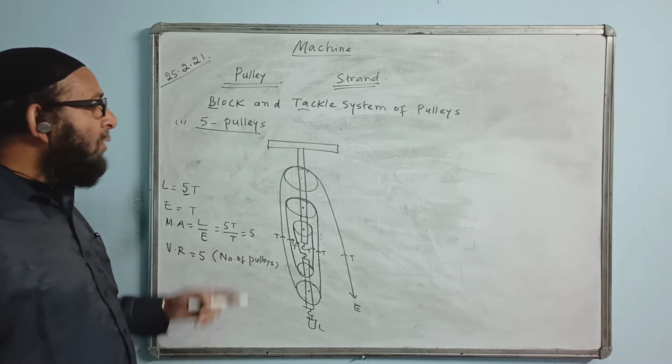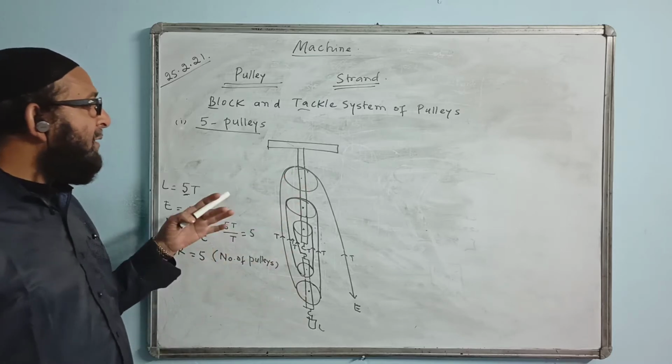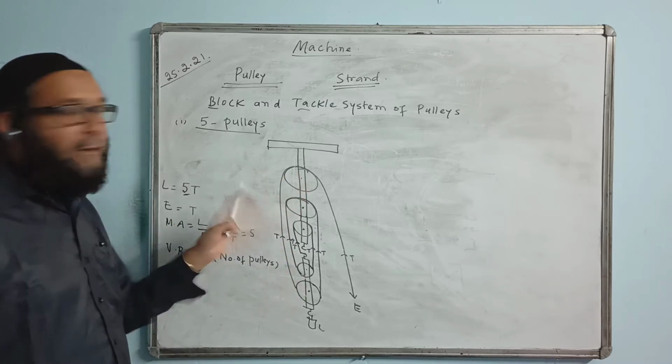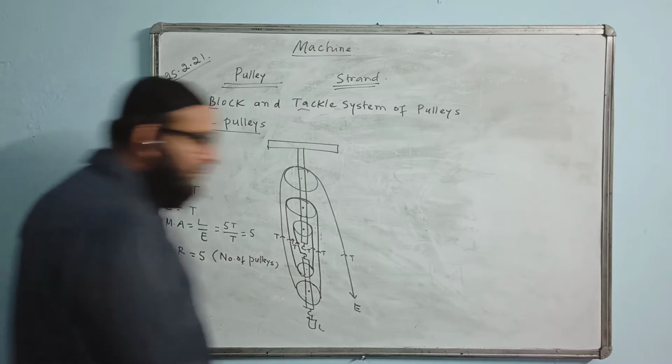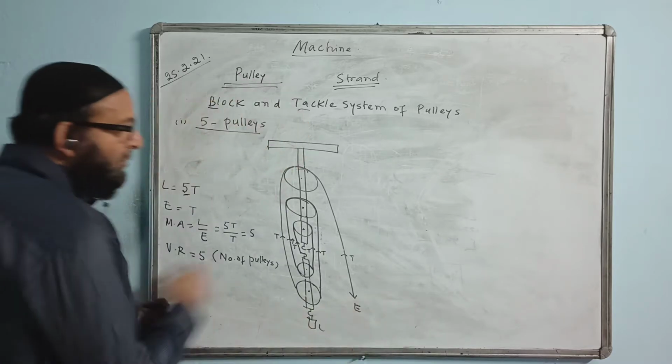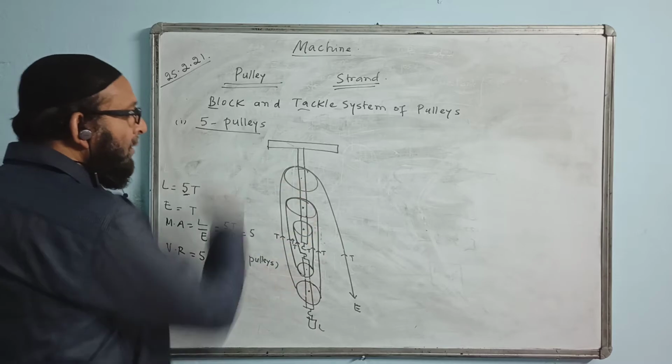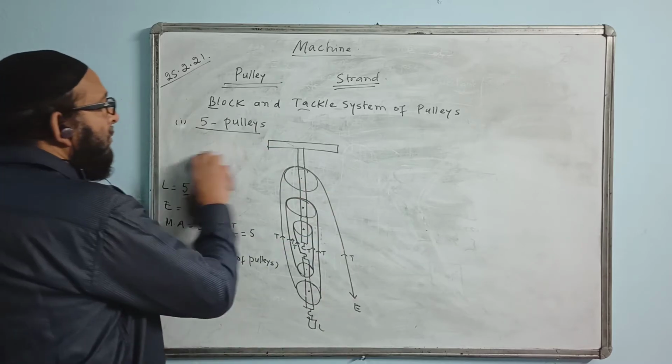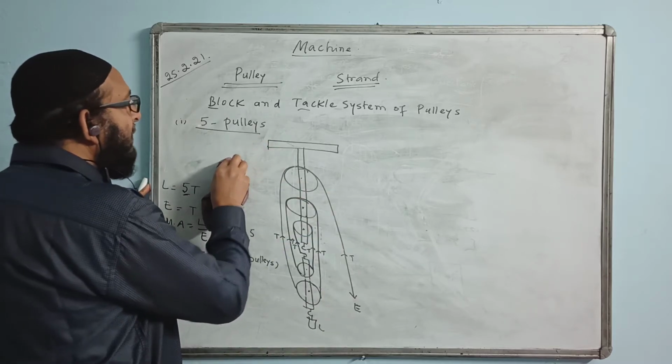So if there are 7 pulleys, how do we divide? 4 up, 3 down. If there are 3 pulleys, then 2 up, 1 down. The same way we can draw. You can practice a few at home and check. You should connect it from the lower hook. Then only you will be able to rotate all the pulleys with a single strand.